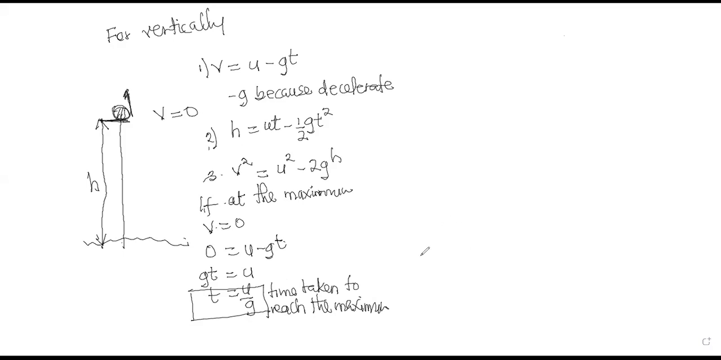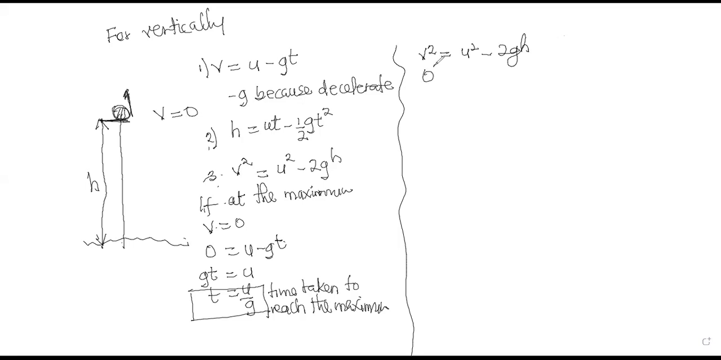Then we want an expression for the maximum height itself. In determining the equation for the maximum height, we can use equation 2 or 3. Let's use equation 3. At the maximum height, v is 0.